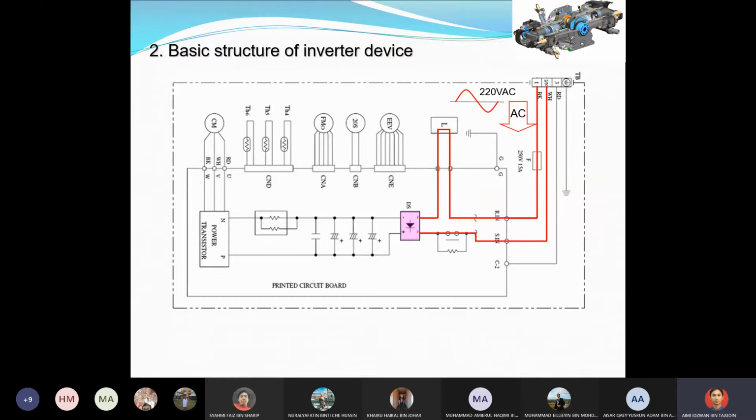Single phase is 240, but in reality it may be between 230 to 240. It's the same, 230, 240. But the US I think is 110. So this is AC, and it will go into our rectifier. There are some protection devices here, and then it will go in.